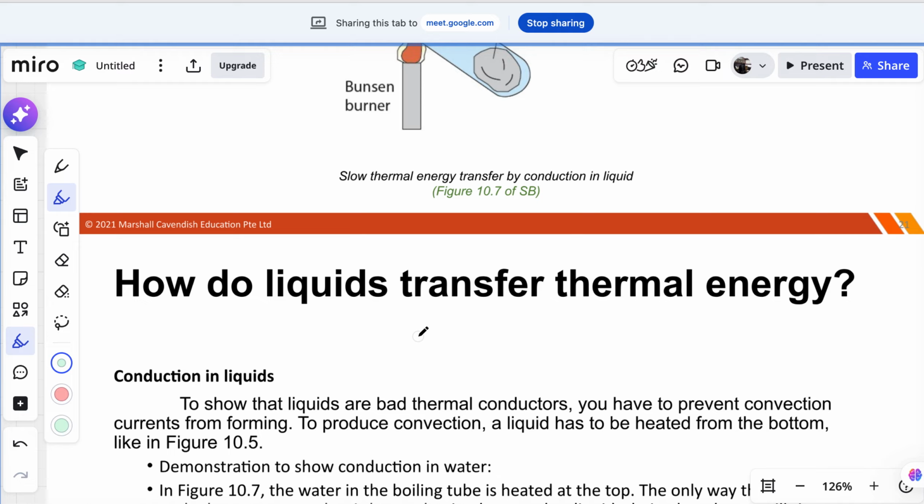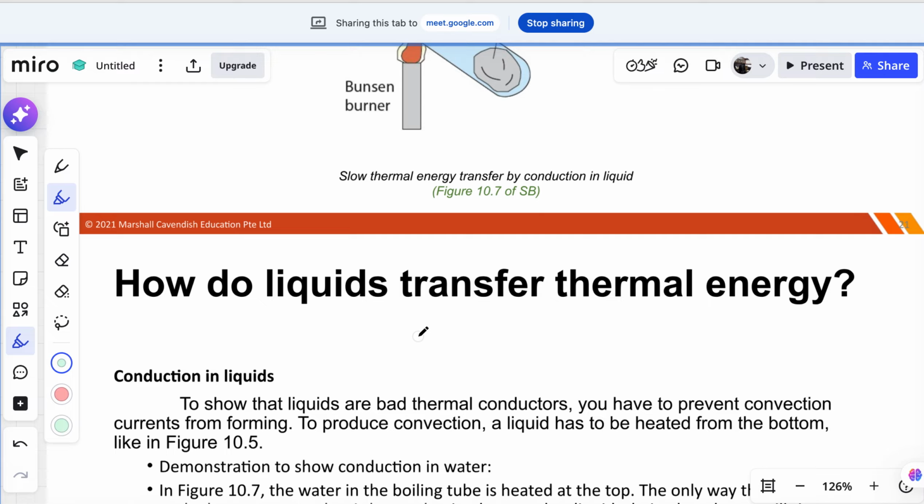Now, if you're asked to define it, the definition is: thermal radiation is the transfer of thermal energy. Thermal energy, remember, is just heat. We're talking about heat energy. It's the transfer of thermal energy in the form of invisible waves, which can travel through a vacuum.